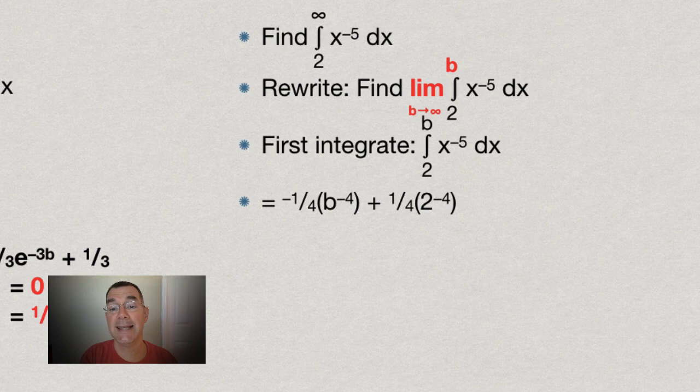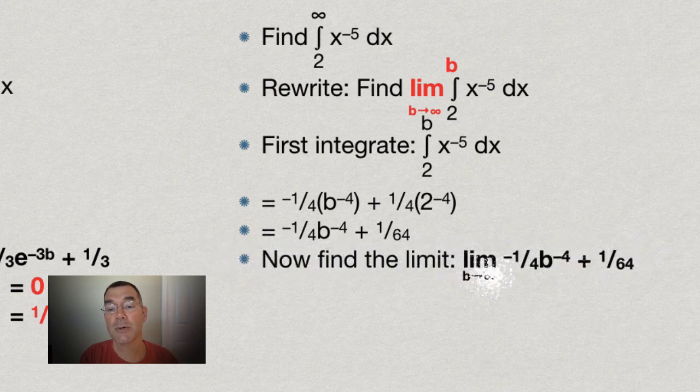I'm going to plug b into that, I'm going to plug 2 into that, and those are the two terms I get. If I simplify the last term, which is just numbers, I'll get 1 over 64, and the first term will stay as it is. So now I'm ready to find the limit as b goes off to infinity. Well, as b goes off to infinity, b to the negative 4 is going to get really, really small until it approaches 0. But the 1/64th will stay as 1/64th, so that is my answer, 1/64th. So again, the integral converges because the limit actually exists.